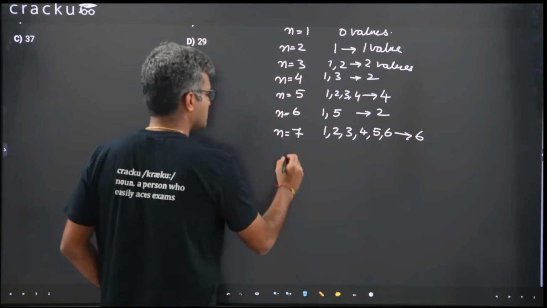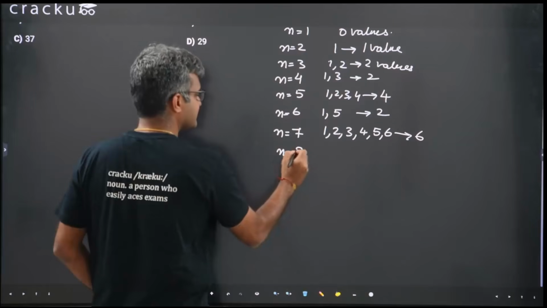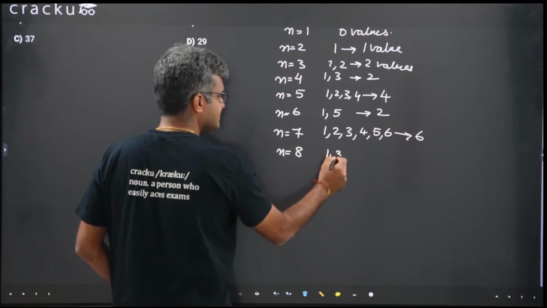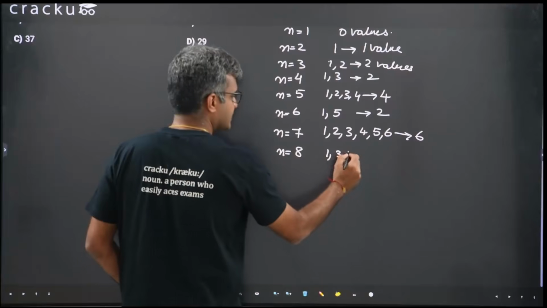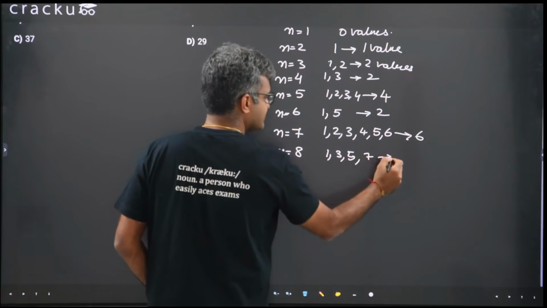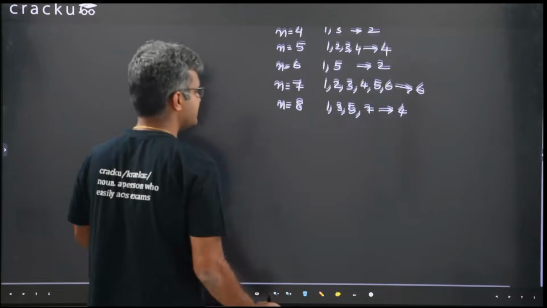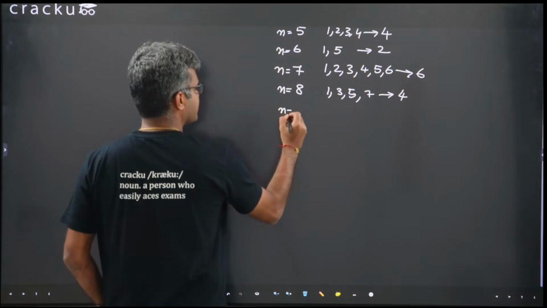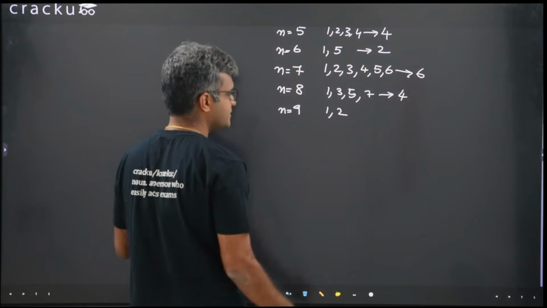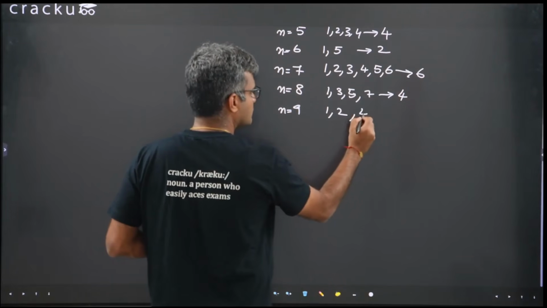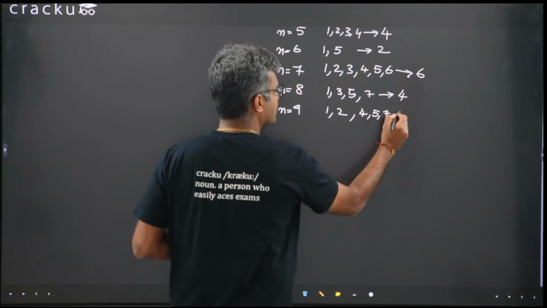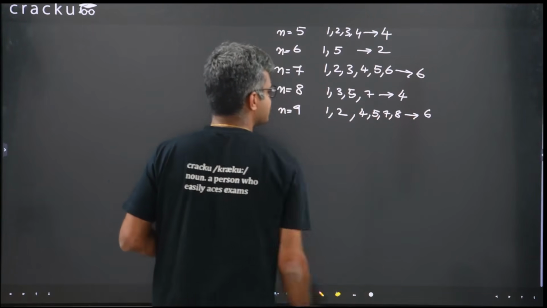When n is equal to 8, m can be 1, it cannot be 2, it can be 3, it cannot be 4, it can be 5, it cannot be 6, it can be 7. So there are again 4 values that m can take. If n is equal to 9, m can be 1 or 2, it cannot be 3, it can be 4 or 5, it cannot be 6, or it can be 7 or 8. So m can take 6 values.